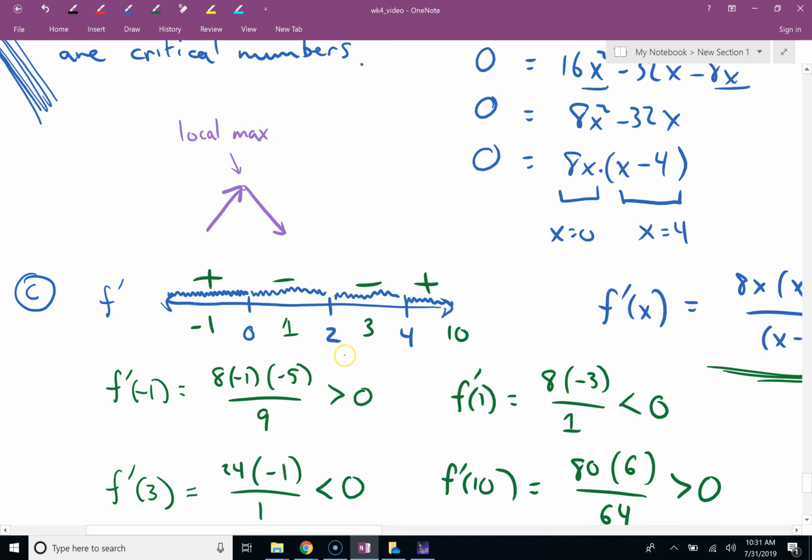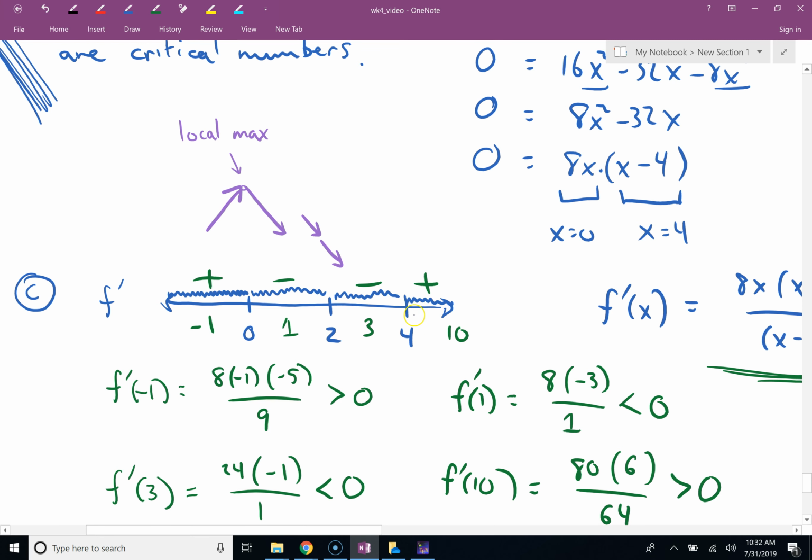Now, 2 isn't a critical number, so we don't actually have to worry about this. But if you were to look at it, at 2 our derivative is negative, so we have decreasing. And after 2, our derivative is still negative, so it's decreasing even more. Therefore, this is going to be neither a local min nor a local max. Again, it's not really even a critical number, so we don't have to worry about this.